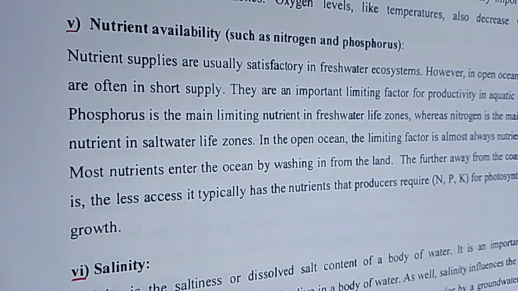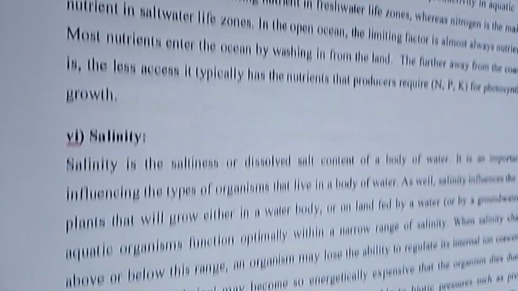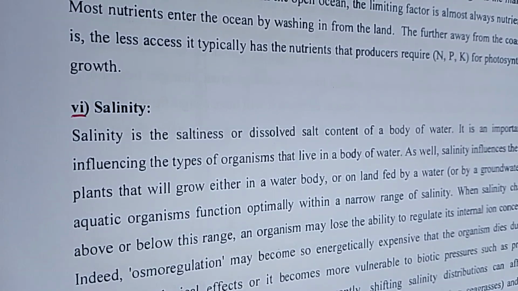Salinity is the saltiness or dissolved salt content of a body of water. It is an important factor influencing the type of organisms that live in a body of water. As well, salinity influences the kind of plants that will grow either in the water body or in land fed by the water. Most aquatic organisms function optimally within a narrow range of salinity.